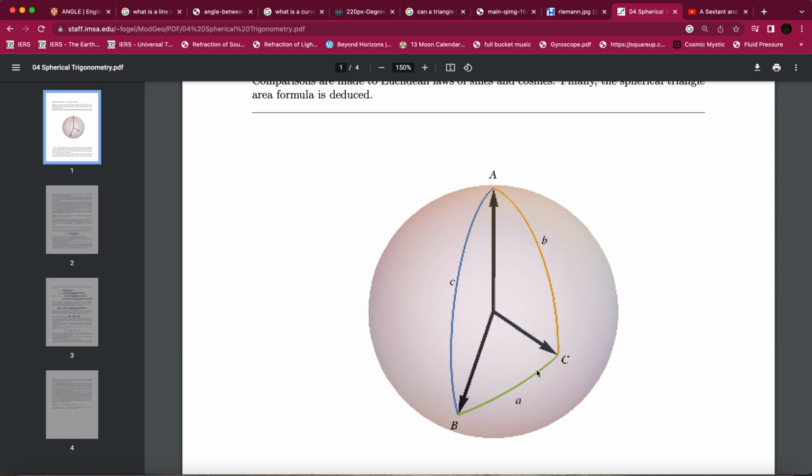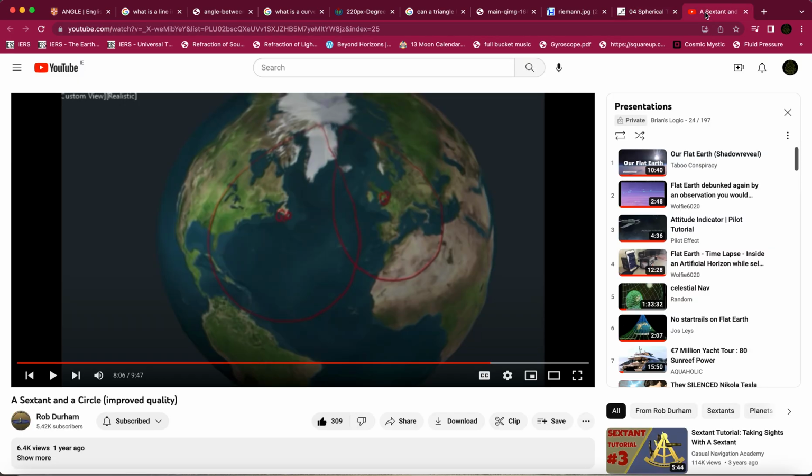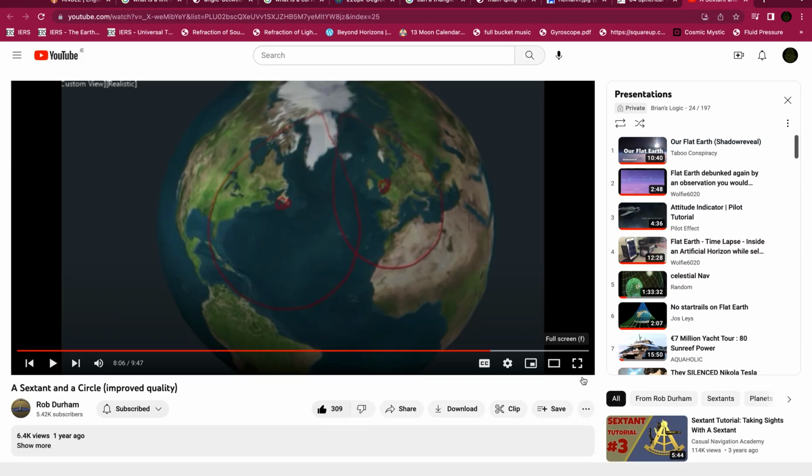You can't measure an angle between any of these points. There's no measurement you can make. It can't be done. It's impossible to measure spherical triangles. It's impossible to measure an angle using curved lines. Can't be done. And just to show, this is from Rob Durham.